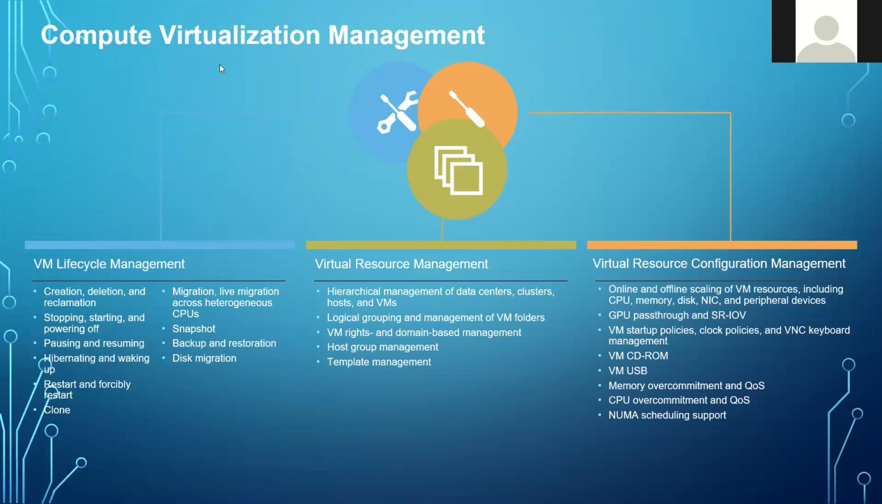And the same is for the virtual resource configuration management. So we have online, offline, memory, CPU scaling, and we can add NIC or any peripheral devices, and we have GPU pass-through and SR-IOV configuration as well. And memory over-commitment, QoS, CPU over-commitment, all these features are available. So if you compare it with VMware, the major functions are supported by Huawei as well. These features are also available in VMware, and the same features are available with Huawei. So we can do all these things with Huawei virtualization.